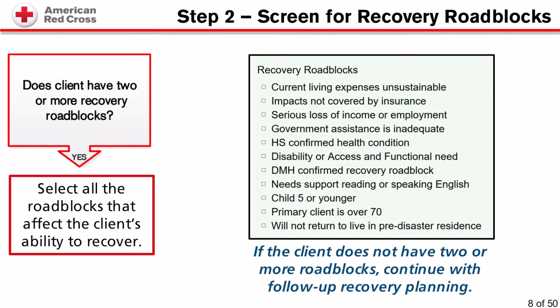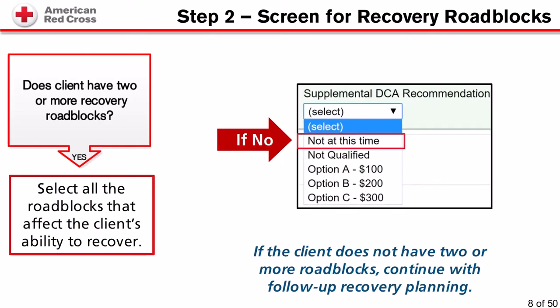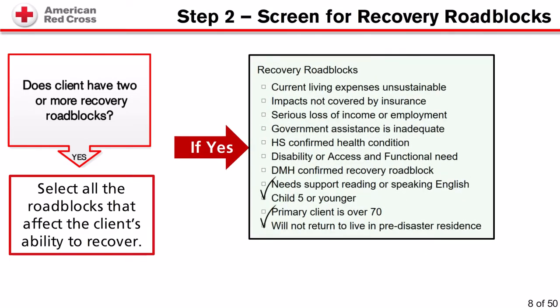If 2 or more roadblocks have not been checked, the client does not have 2 or more roadblocks. Select Not at this time in the Supplemental DCA recommendation option, and then continue with follow-up recovery planning. If the answer is yes, there are 2 or more roadblocks, and all other standards are met, you are ready to recommend supplemental assistance in CAS 2.0.